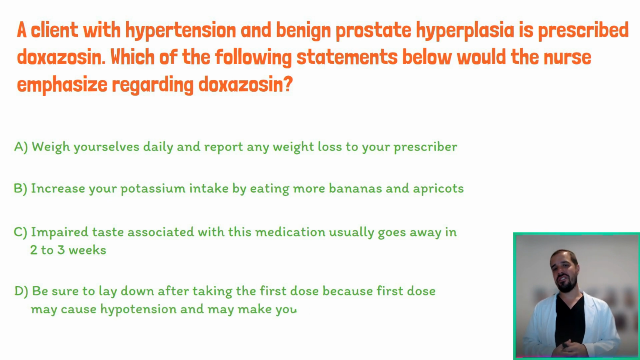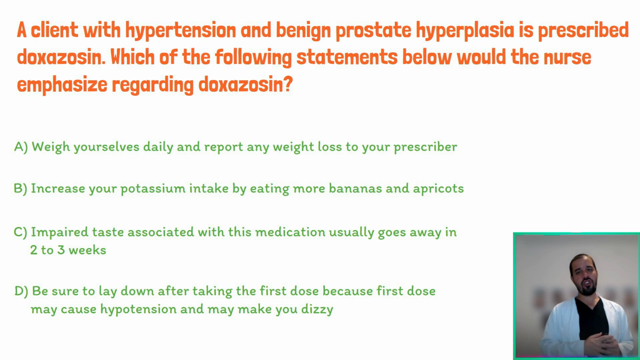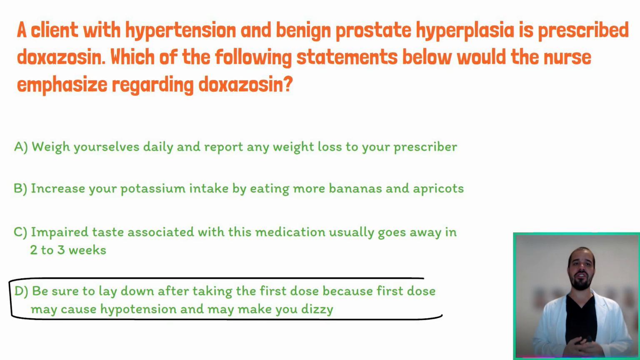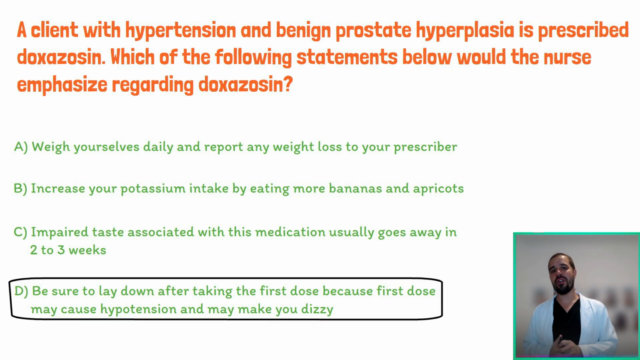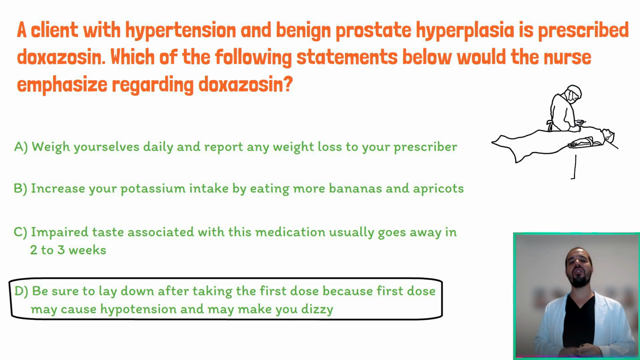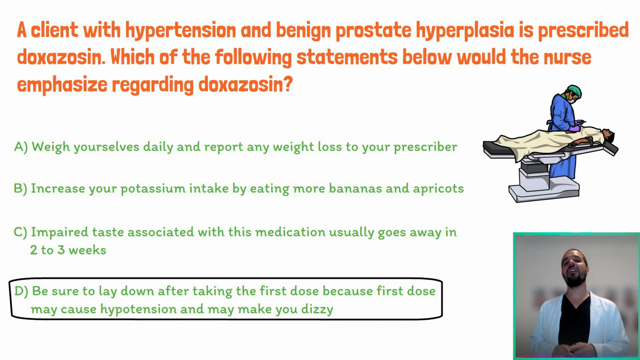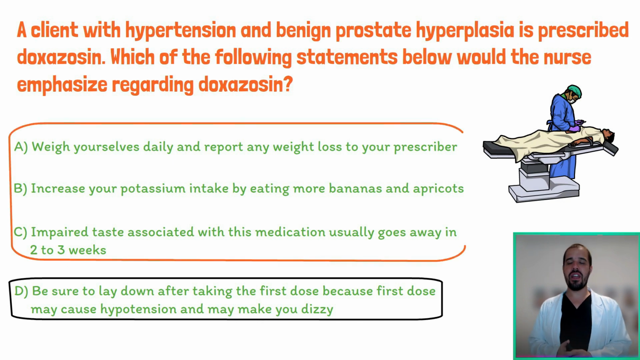If you chose D, that is the correct answer, as this is specifically referring to the first dose phenomenon. Remember, with the first dose phenomenon, we want to encourage our patients to take it at night prior to bed. The first three choices do not directly relate to alpha-1 blockers and are not true, so neither of those are correct.